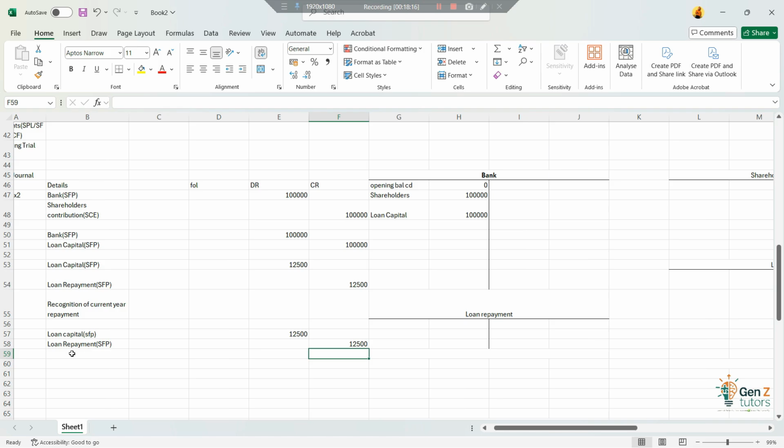And then from there, loan portion recognition, in the narration you're gonna say recognition of next year loan repayment.